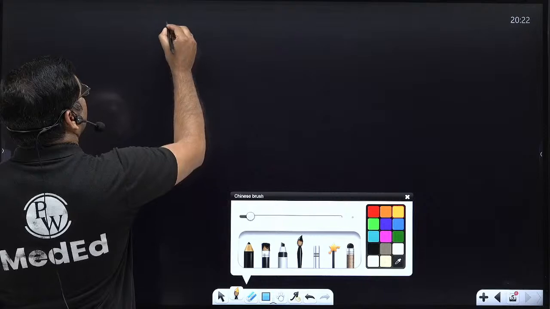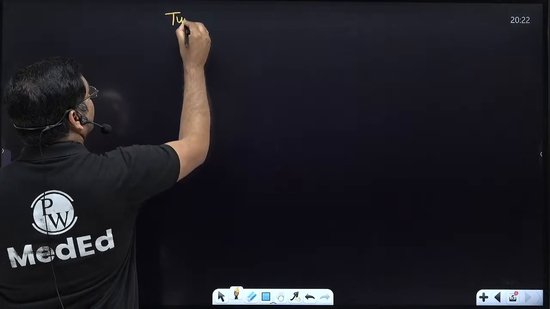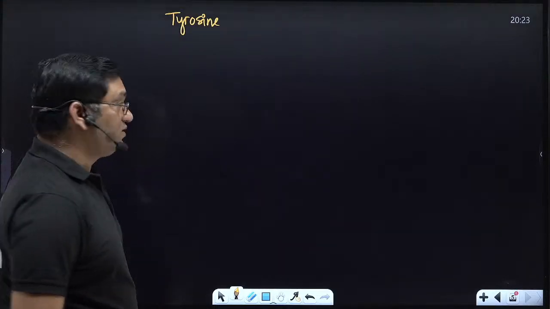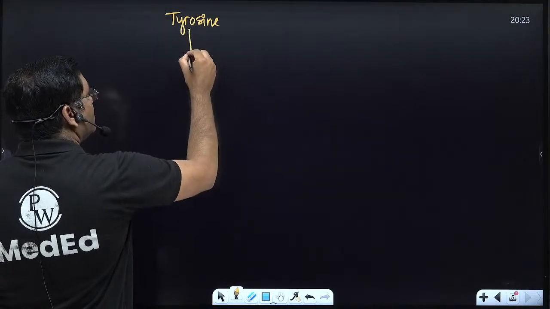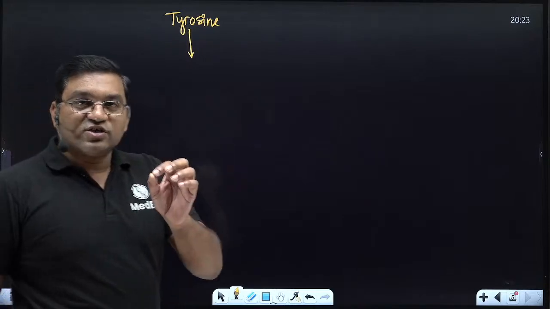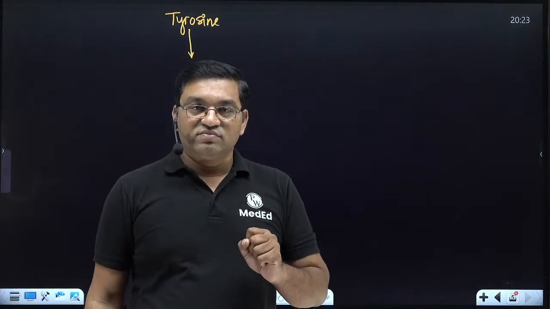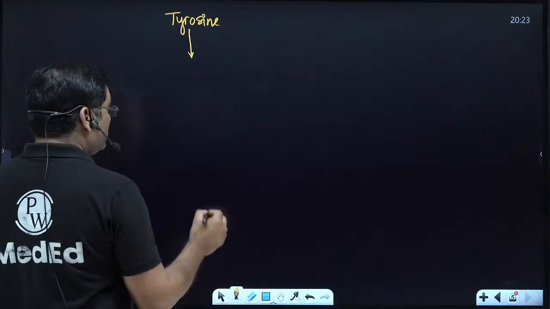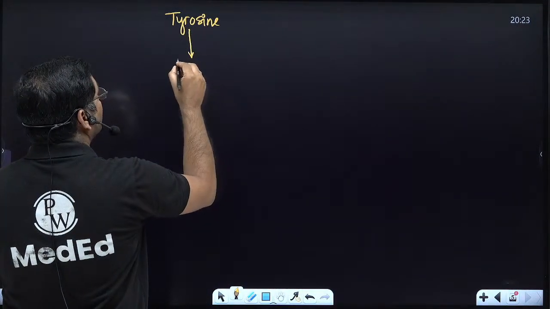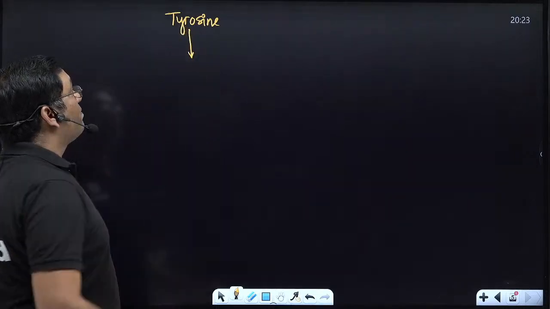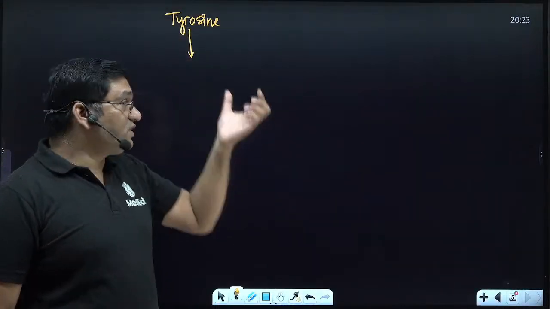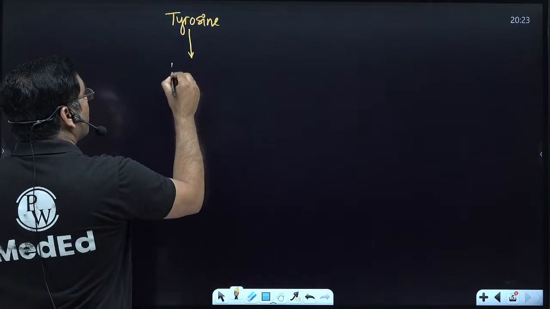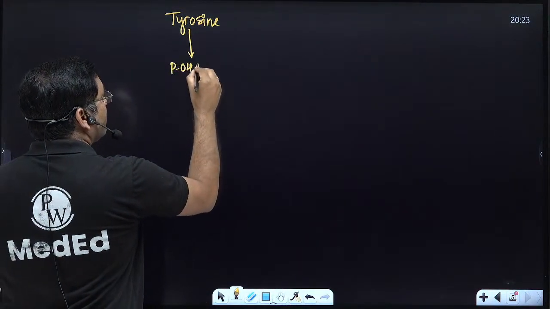So this is tyrosine. Another name of tyrosine is para-hydroxyphenylalanine. Now, any amino acid in its metabolism first undergoes the transamination process. In their metabolism, the first reaction is transamination. So here, with the help of tyrosine transaminase, para-hydroxyphenylalanine, meaning tyrosine, is converted into para-hydroxyphenylpyruvate.